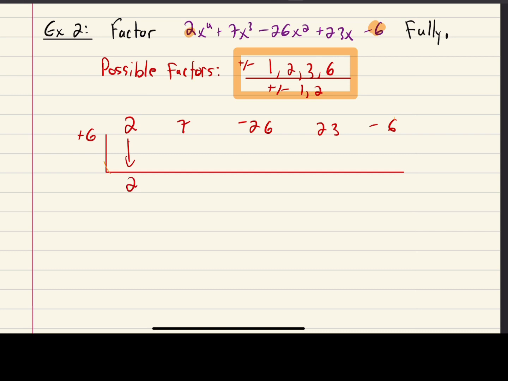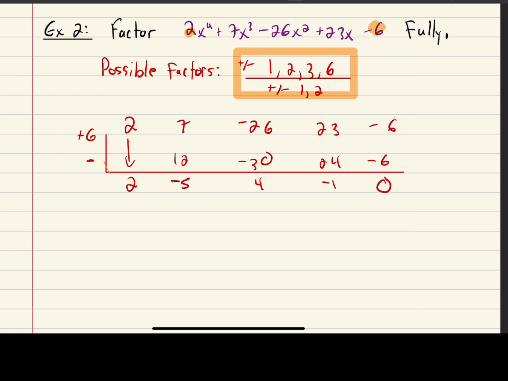So I'm going to do the same thing. And I'm going to drop the 2 down. This is going to give me 12. 7 minus 12 is minus 5. 6 times negative 5 is going to be negative 30. Negative 26 minus 30 is going to give us 4. 6 times 4 is 24. 23 minus 24 is going to give us negative what? Negative 1 times 6 gives us negative 6. Negative 6 minus minus 6, that is going to give us 0.